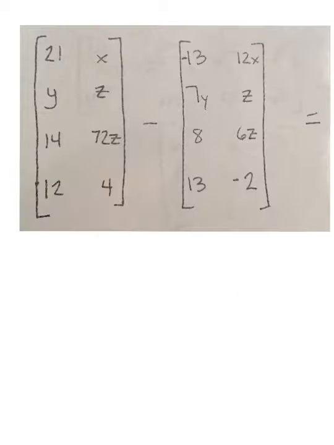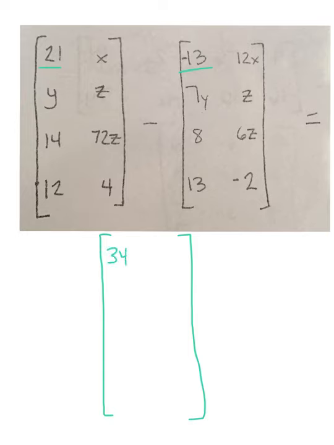7 minus 16 is a negative 9. Okay, next problem. This is more of like a long, skinny one here. So it's going to be a 4 by 2 matrix this time. So 21 minus a negative 13. Remember when you do minus a negative, it turns into a plus. That is an old rule that maybe you remember from middle school. But it is 34. X minus 12x. They're both x's, so it can be done. It would be a negative 11x.